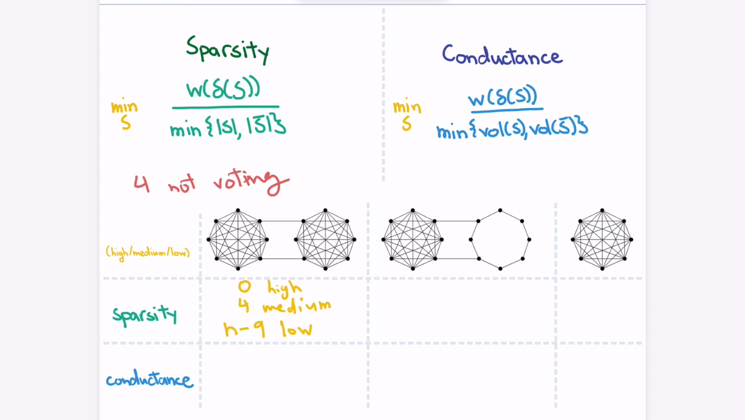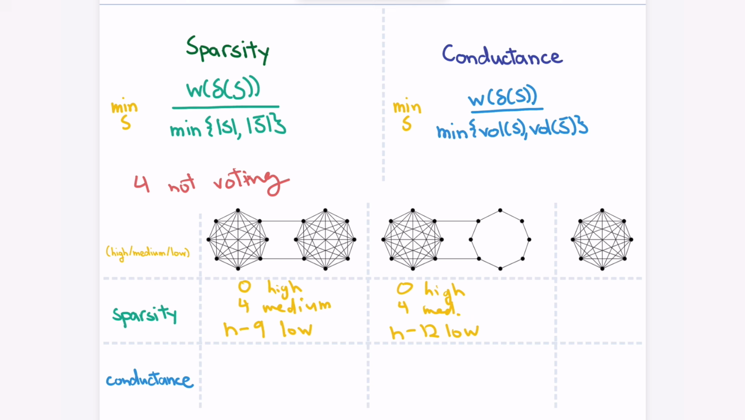All right, what about the second graph? The second graph, I have a complete graph, and I replaced one of those complete graphs with just a cycle, a minimally connected thing. Who thinks this will have a high sparsity now? Okay, 0. Who still thinks medium? 1, 2, 3, 4 for medium. And then what about low? 1, 2, 3, 4. Okay, people are dropping off.